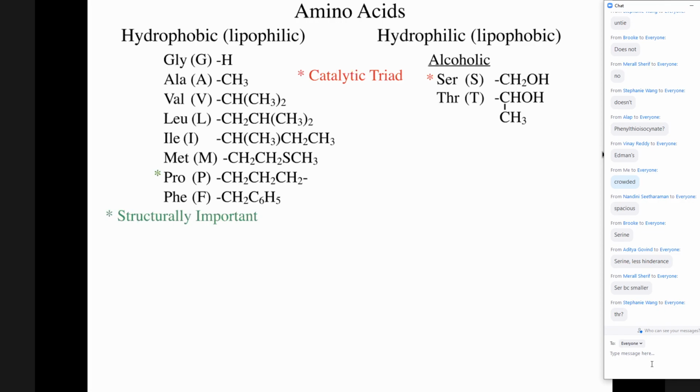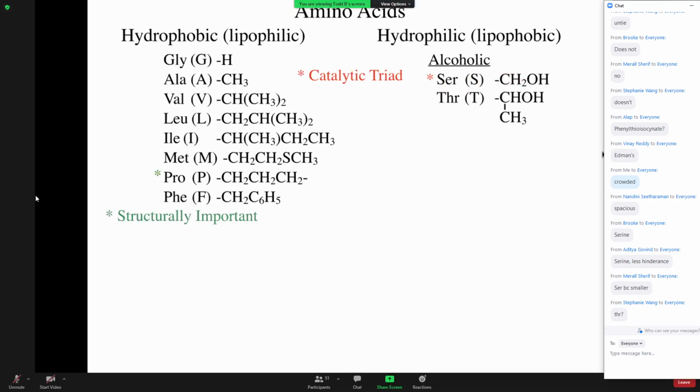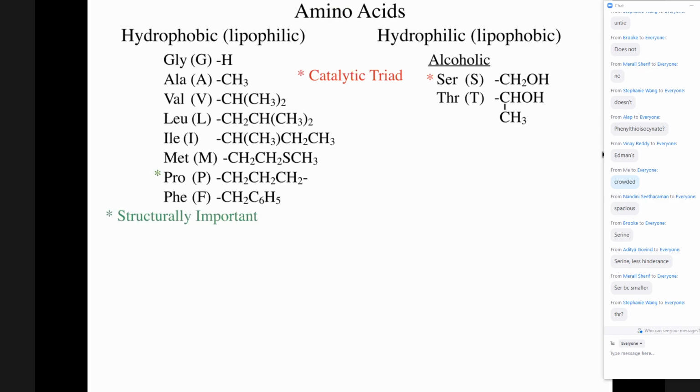Serine has less steric hindrance; it's smaller. Because it's smaller, it's going to fit into the site more. So a catalytic triad is going to contain serine.